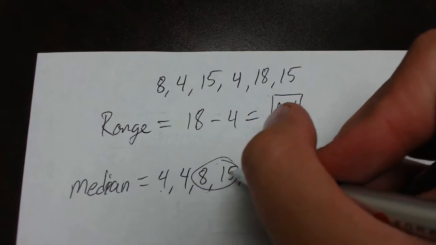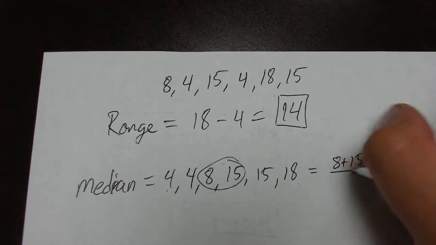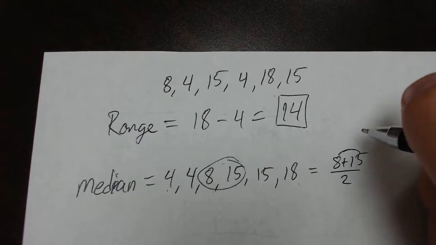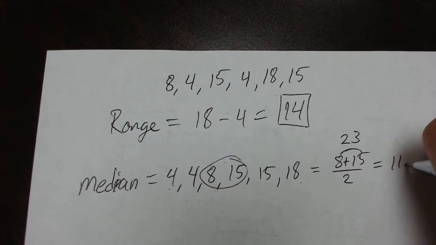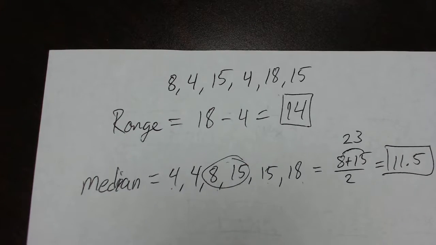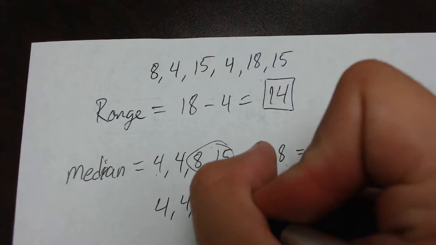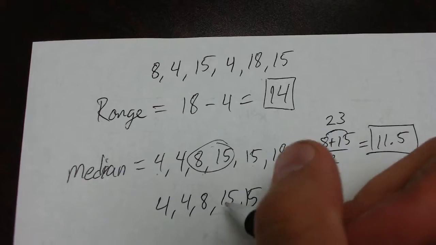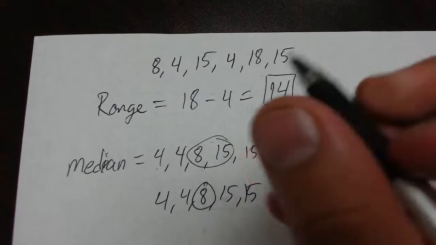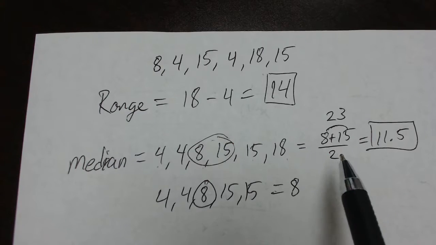So I take 8 plus 15, and then I divide that by 2. 8 plus 15 gives me 23. 23 over 2 gives me 11.5, or 11 1/2. Now, let's say I only had 5 numbers. Let's say I only had 4, 4, 8, 15, and 15. Then my median is very simple. I just find the middle number, and my median would equal 8. However, I had 6 numbers, so I had to find an average.